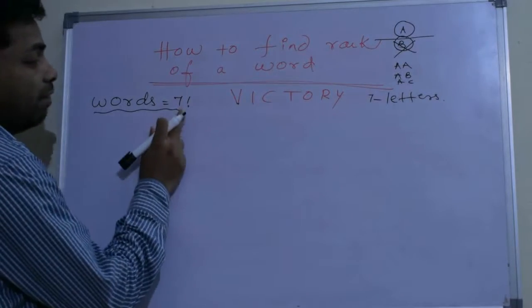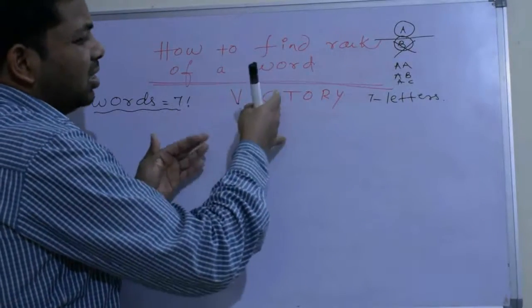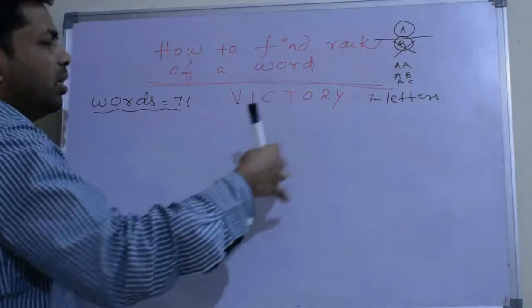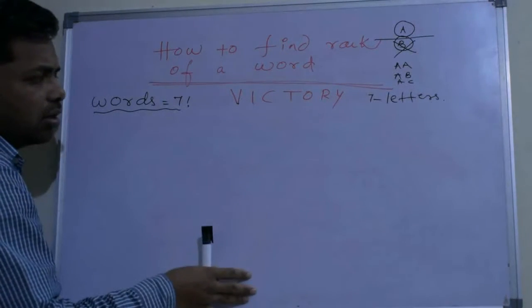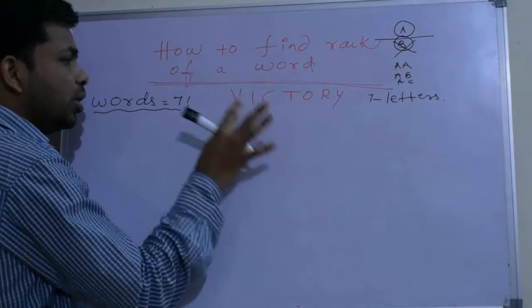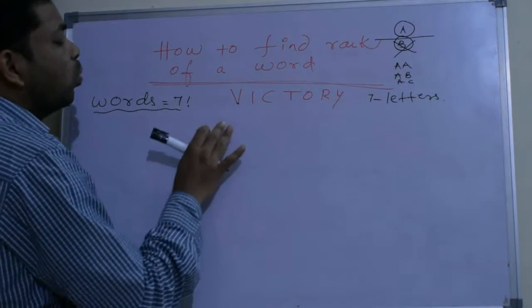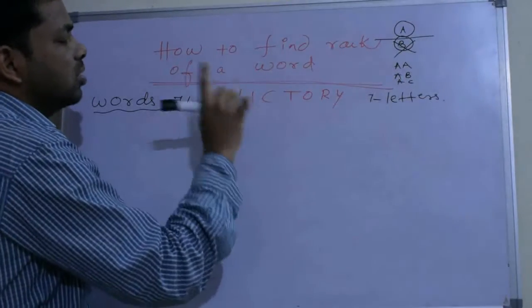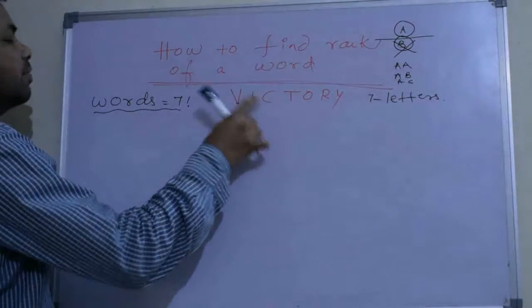So the 7 factorial words we formed with the word VICTORY by shuffling among themselves, like I C T O R Y V or T O R Y C I V, so many words we can form. If I arrange all these words according to the dictionary order, only the letters included in the word VICTORY should be taken into count. So tell me, what is the first letter the words start with? C, because C is the letter which comes first in alphabetical order in our word.